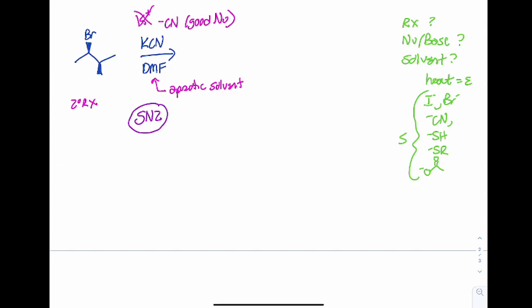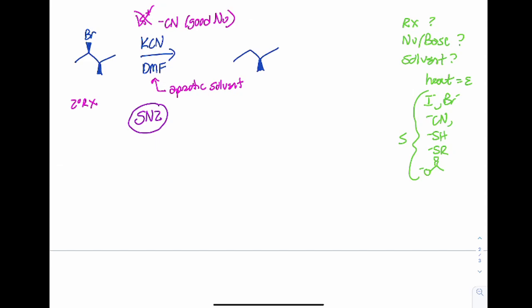And I'm just going to draw the product. It would be really, really good practice for you guys to do the mechanism. You are going to be responsible for the mechanism for this. On your exam and problem sets, you're going to need to draw them. So please practice this mechanism.